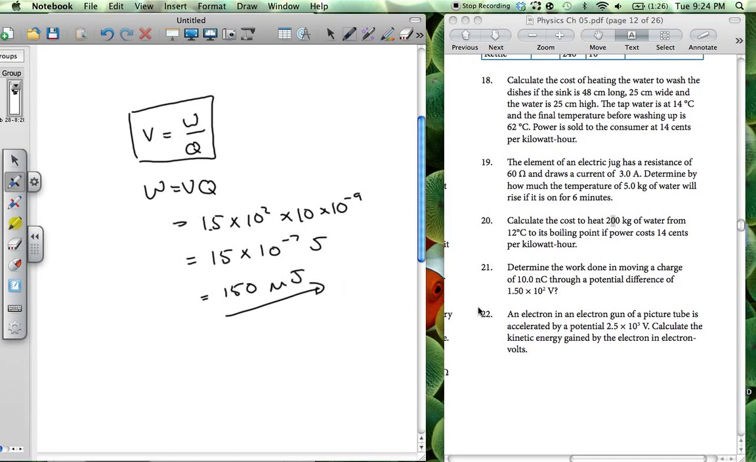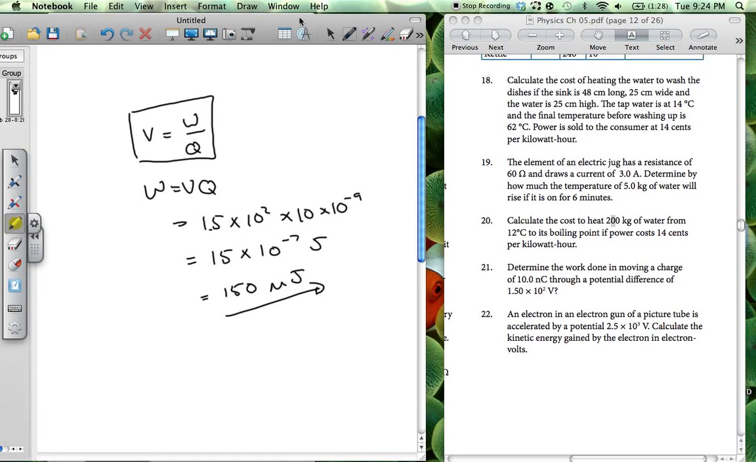Okay, and finally 22, we have here an electron in an electron gun of a picture tube is accelerated by a potential of 2.5 times 10 to the 3 volts. Calculate the kinetic energy gained by the electron in electron volts.